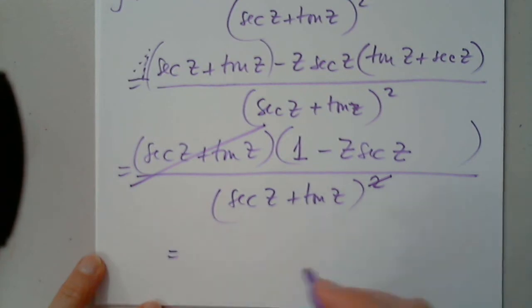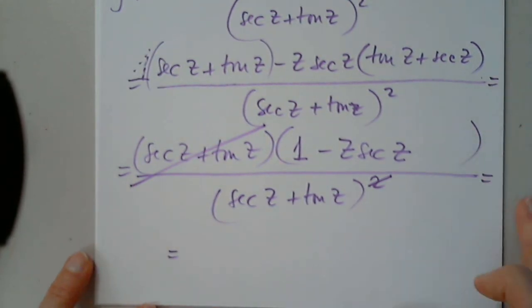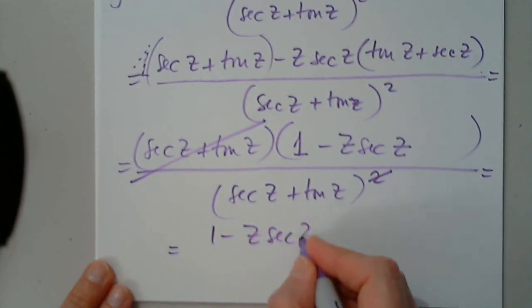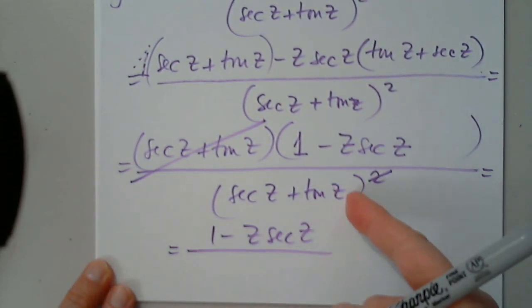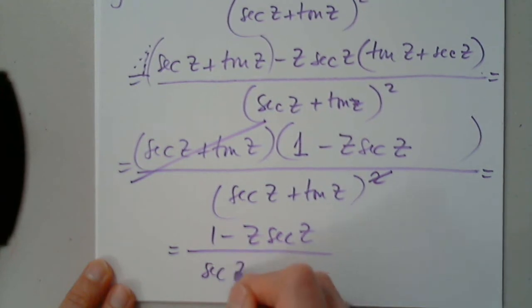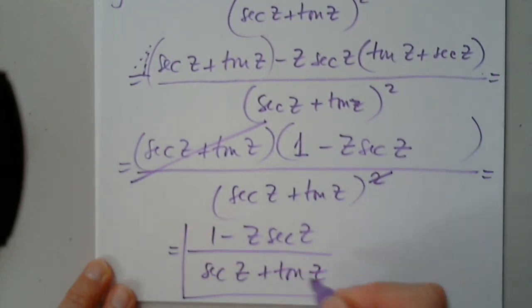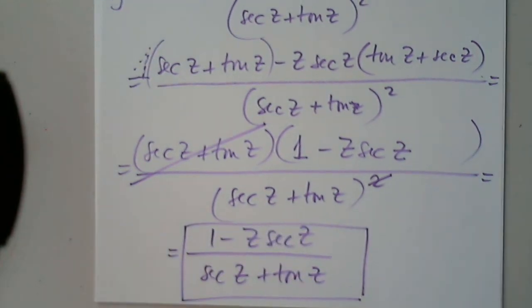So the final simplified form is 1 minus z secant z over one of these remaining factors, secant z plus tangent z. It's completely cleaned up in the simplified form.